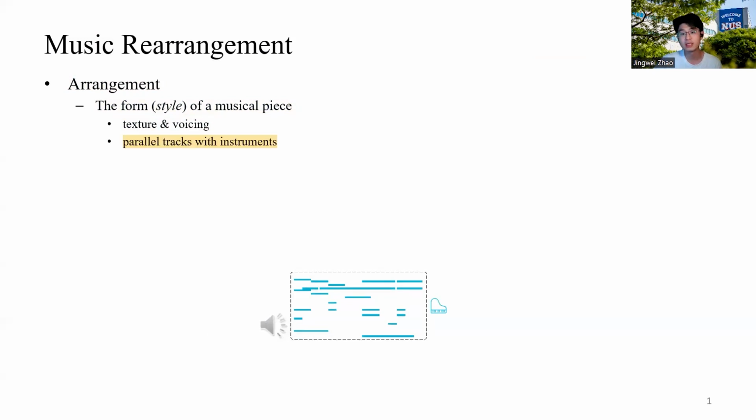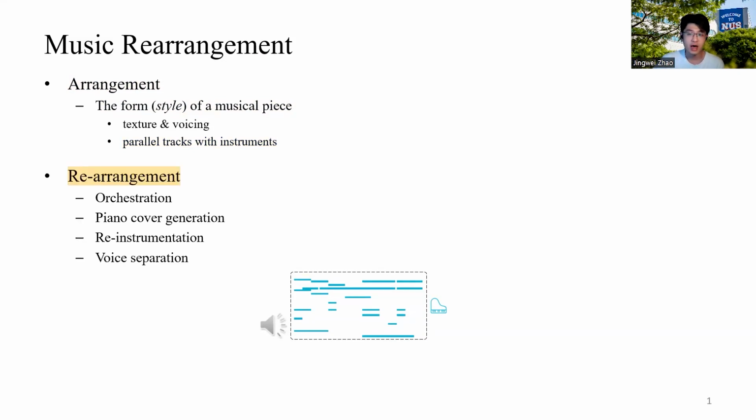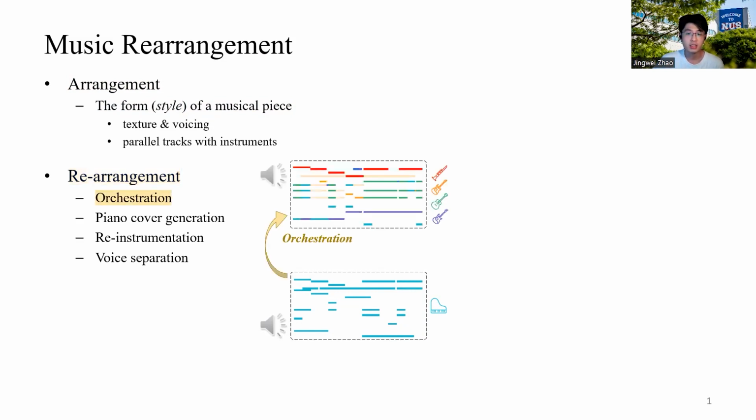In more general cases, arrangement can have more tracks and instruments involved. And on top of that, one piece can also be rearranged to convey new feelings. Such rearrangement scenarios include orchestration, from piano solo to multi-track music. And here is an example.